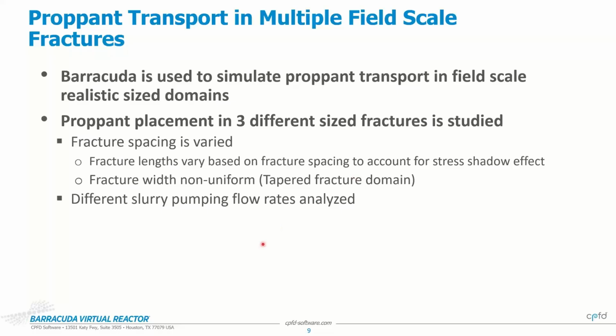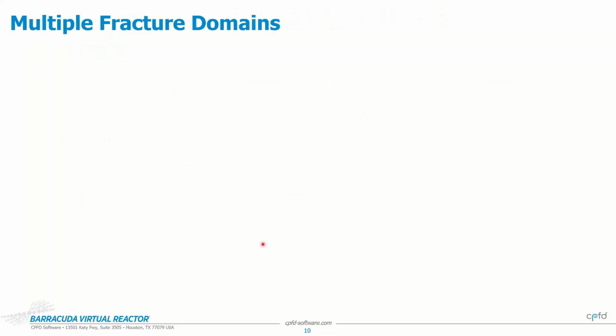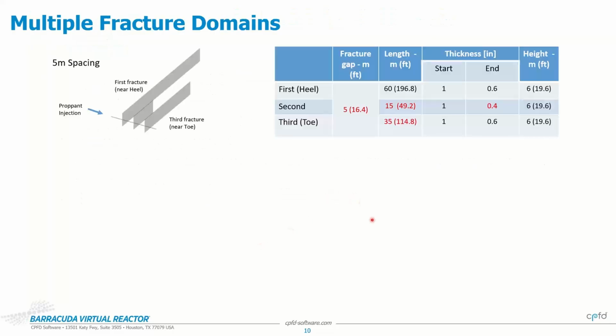The other thing is these fractures are realistic, so they're not just straight wedges. You have tapered geometries, so they start off wide near the elbow and then they taper off. And lastly, we'll also look at a couple of pumping flow rates. So we'll look at 30 barrels per minute and then 45 barrels per minute, and then we'll compare some results across these cases.